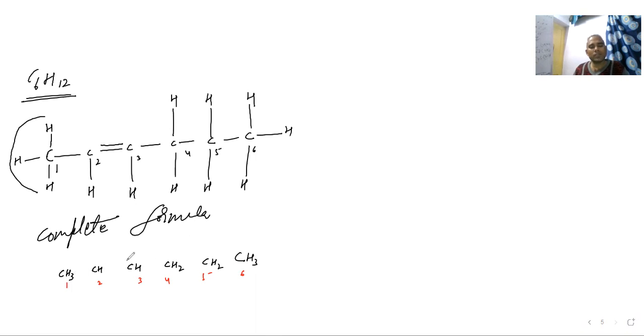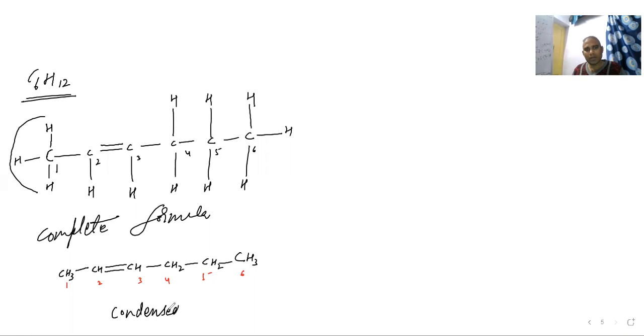Now see the bonding. Between C1 and C2, the single bond is there. Between C2 and C3, what kind of bond is there? Double bond. So I am mentioning double bond. Then C3, C4, single bond. C4 to C5, single bond. C5 to C6, single bond. This is what is known as condensed formula, Janab.